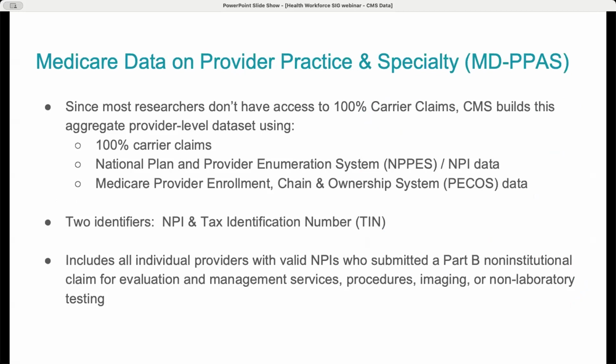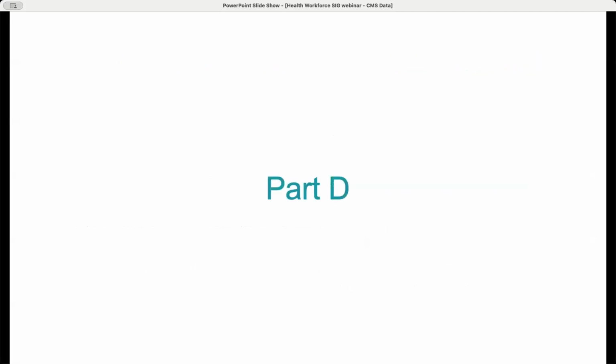So the Medicare Data on Provider Practice and Specialty file, this is the MDPPAS. So this is aggregate provider level data that CMS creates based on the 100% carrier claims. So remember what I said, most researchers don't have access to 100% carrier claims. So if you want to measure attributes of a clinician, you would be doing it based on only a 5% random sample or a 20% random sample. So CMS builds this aggregate data file that you can actually purchase, and then you have attributes of either the clinician or the tax ID. There's two identifiers in there, and people can use that for a number of different things. Next slide. Ulrike.